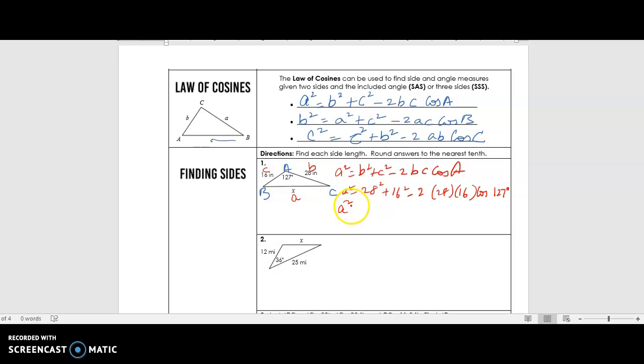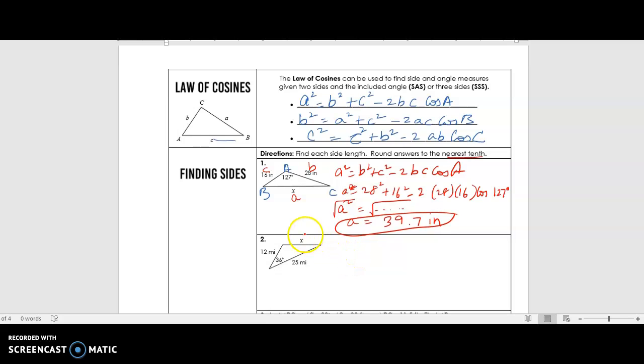So once you find a squared, you have to apply the square root on both sides. Whatever this is, apply the square root. You will get a as, in this case, 39.7 inches. He's asking to round off to the nearest tenth. So, okay, this is the answer.